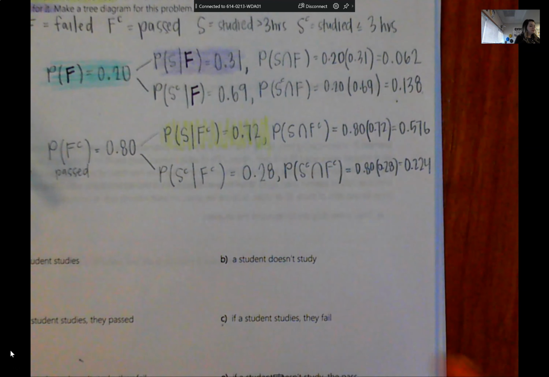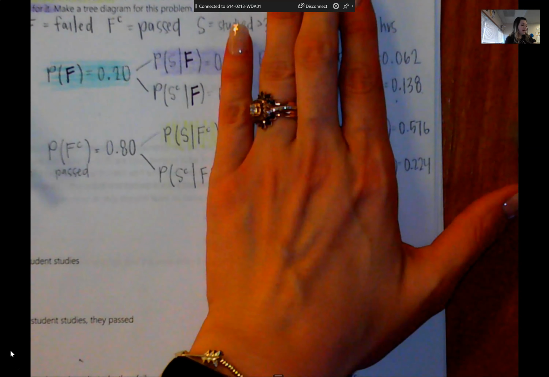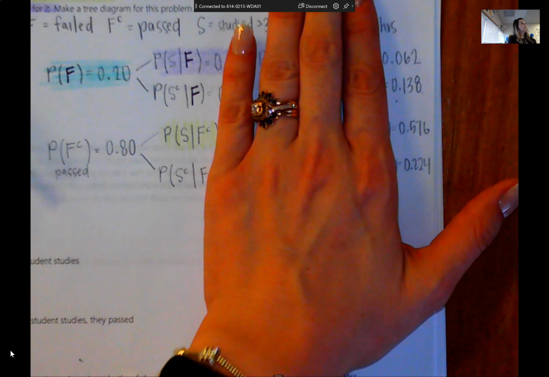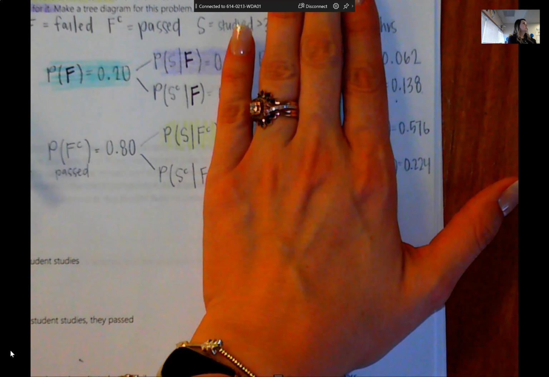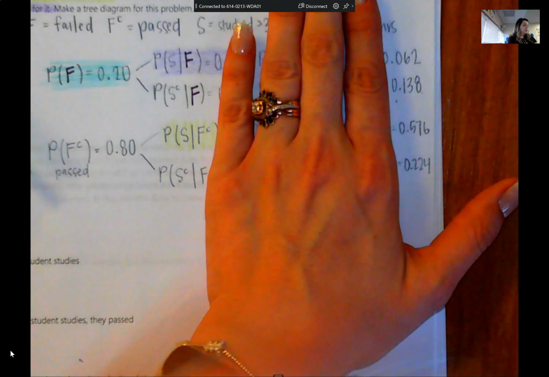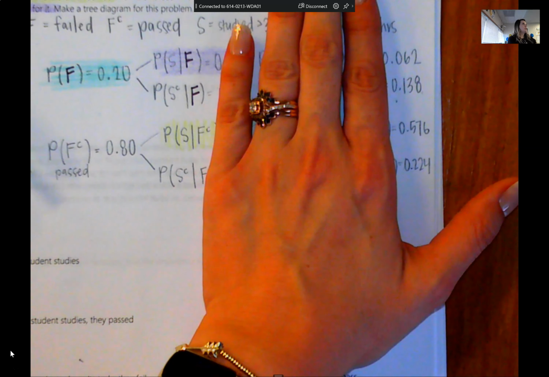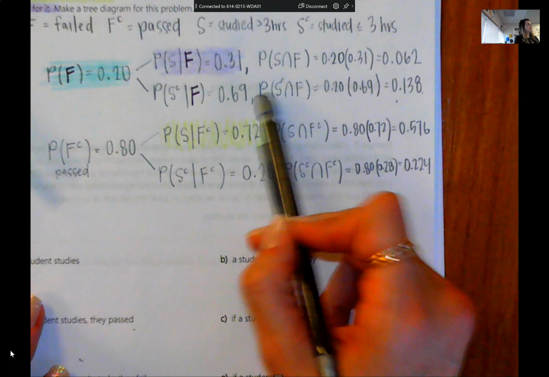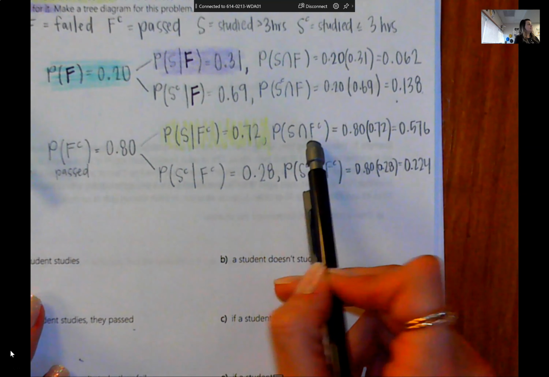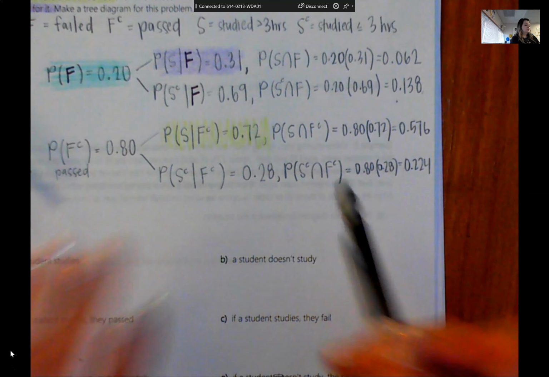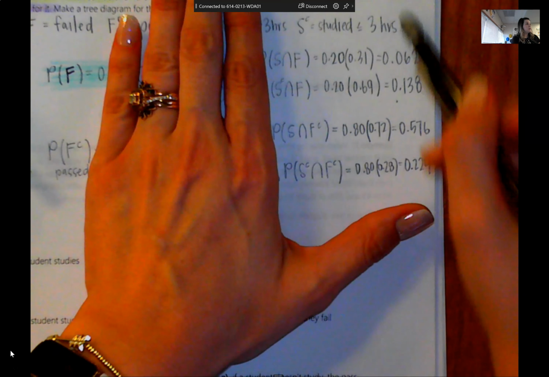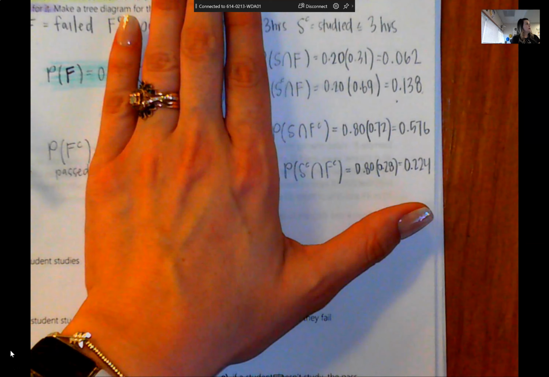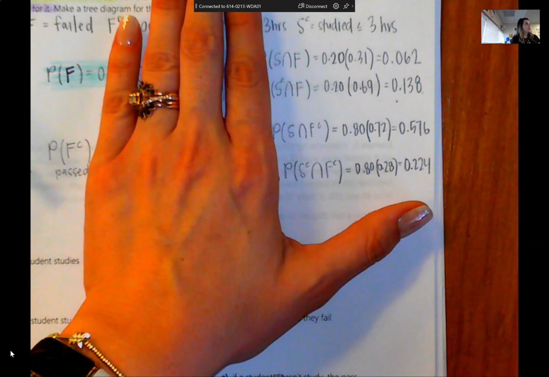Okay, so then, lastly, if you add all of these together, they equal 1. If you add all four of those intersections up, that represents 100% of the students. Either they studied and failed, didn't study and failed, studied and passed, or didn't study and passed. That is the entire sample space. Are you hanging in? Yes, no?